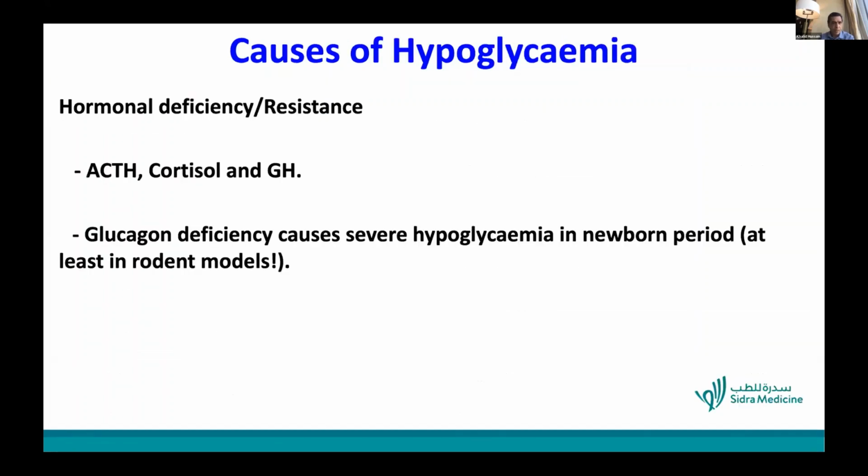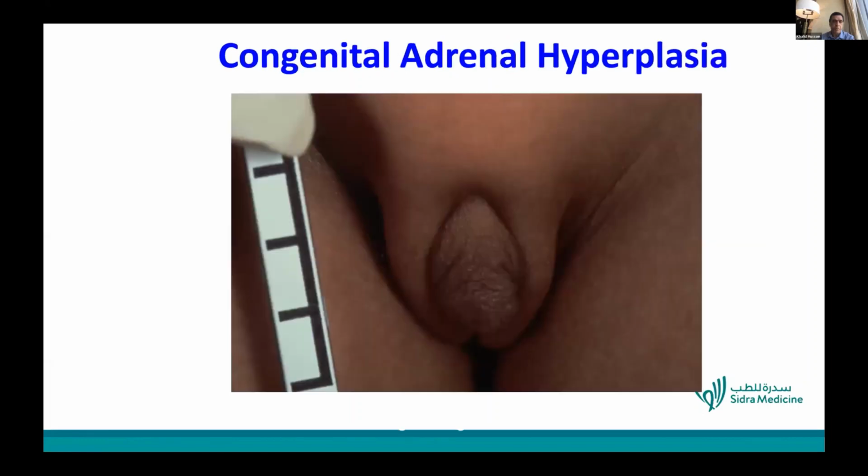Now, just going back to the other causes, just remember that growth hormone and cortisol deficiency typically can lead to hypoglycemia, as can ACTH deficiency. If you read the literature, glucagon has been listed as a cause of hypoglycemia, but so far no human disease has been described due to glucagon deficiency. It's mostly in animal models that it has been described.